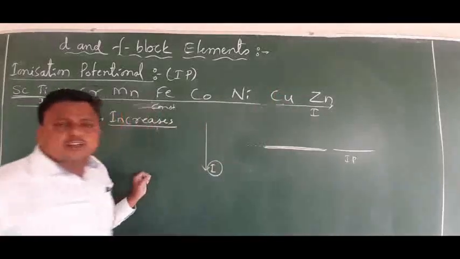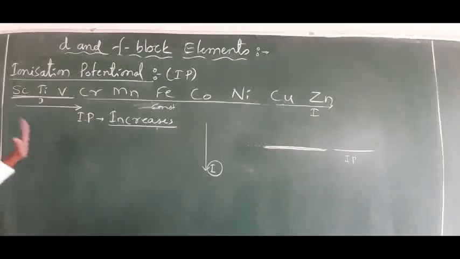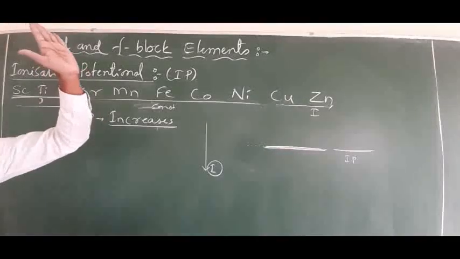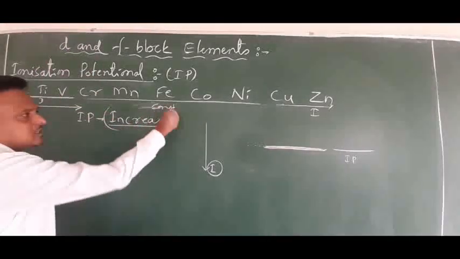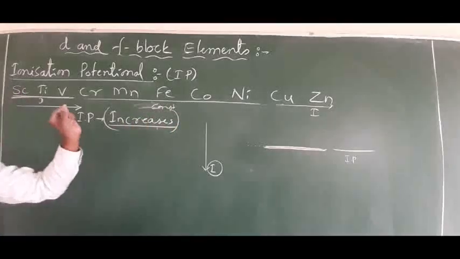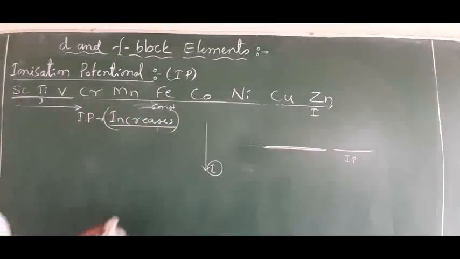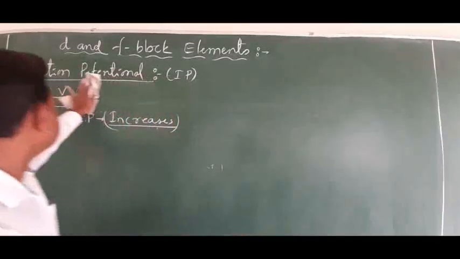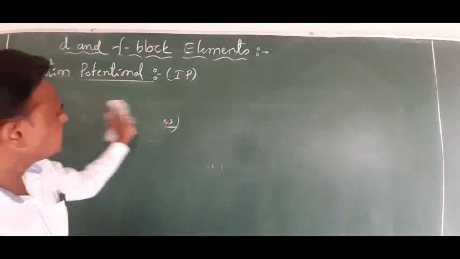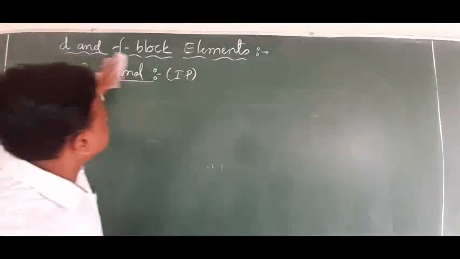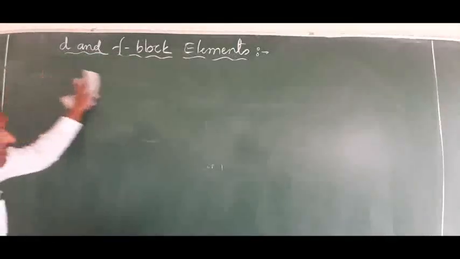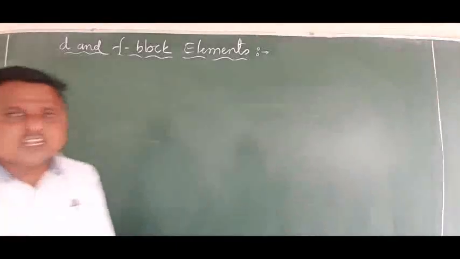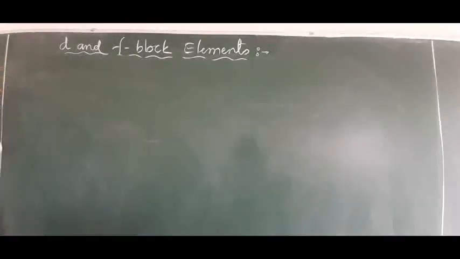At the end, after your copper, your ionization potential increases. Concentrate on this word only: ionization potential increases. This is a simple concept. So in one line, ionization potential in the 3d series gradually increases with the decrease in atomic size. And now we come to the next one.